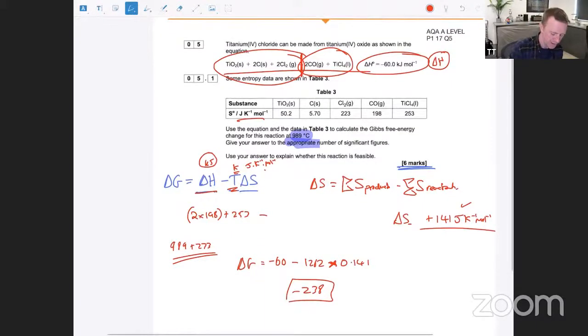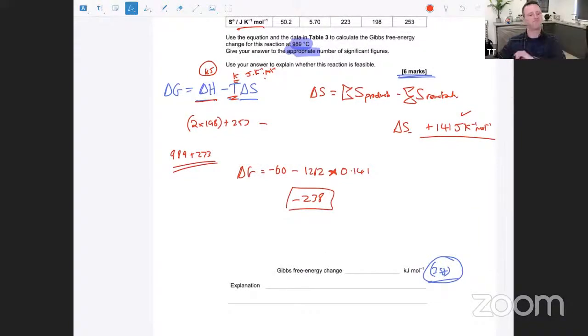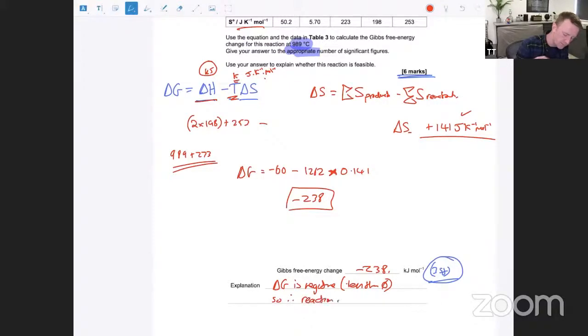So explanation here. What would you put for your explanation, actually? We need to use your answer to explain whether this reaction is feasible. What would we write there? Any takers? Good. Delta G is negative, or you can say less than 0. So therefore, the reaction is feasible at this temperature.